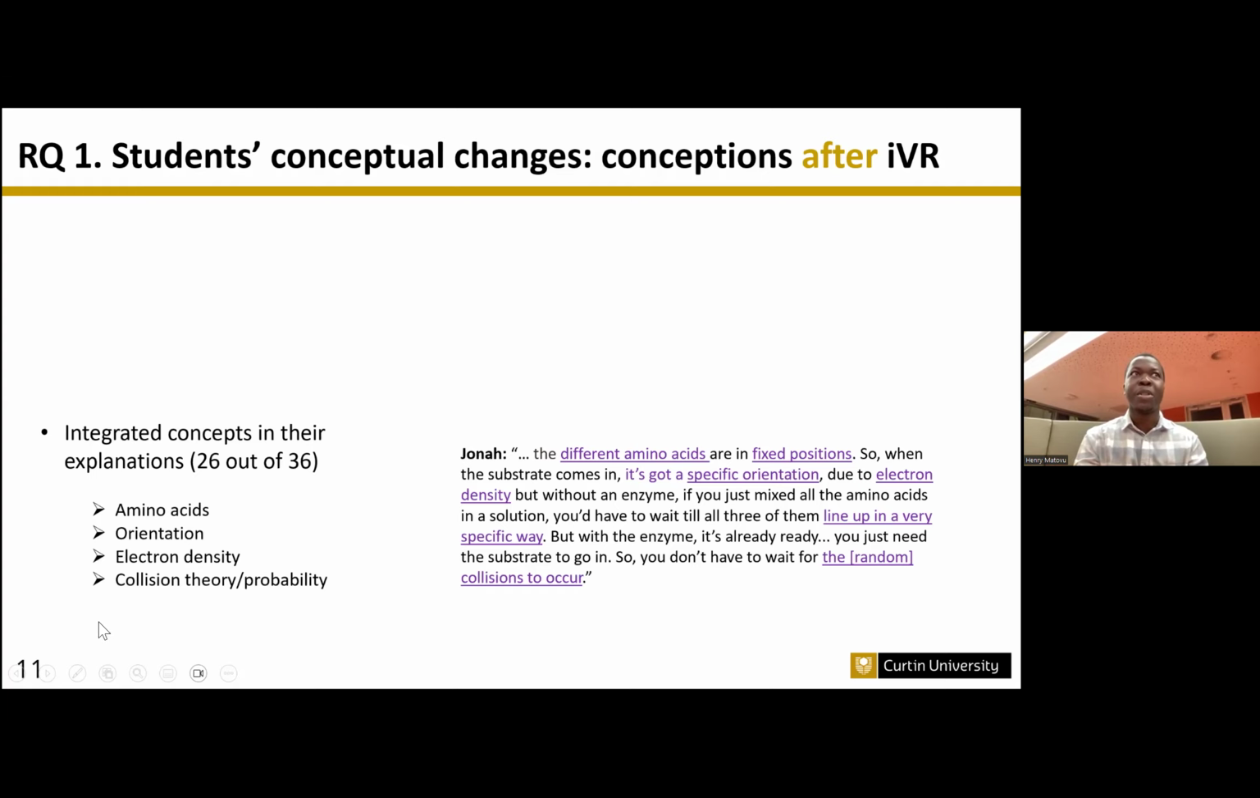So what we found was by interacting with the models in VR and trying things and pushing the molecule through, orienting it in the catalytic chamber for the reaction to take place, students got a very concrete idea of what an enzyme reaction looked like.